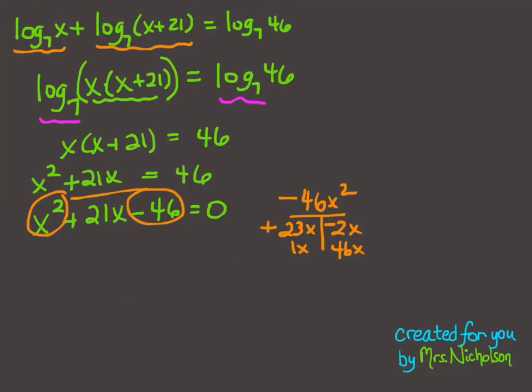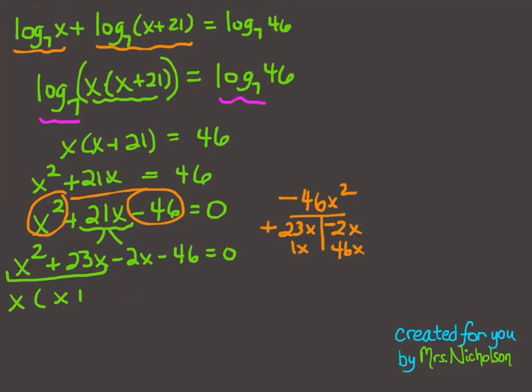So now I'm going to go back and rewrite. X squared plus 23x minus 2x minus 46 is equal to 0. So all I've done in this step is taken the 21x and rewritten it as 23x minus 2x. And now we're going to factor by grouping. I'm going to group these first two together, and out of those two terms I can factor out x, and I'm left with x plus 23. Out of these two terms I'm going to factor out negative 2, and again I would be left with x plus 23.